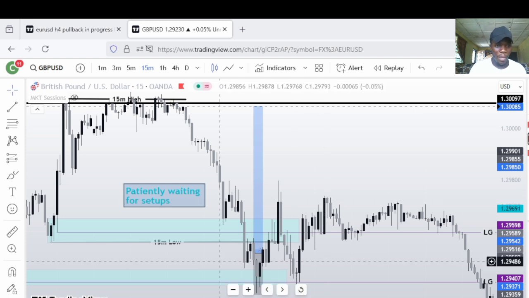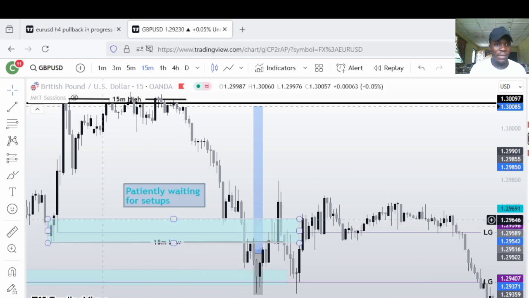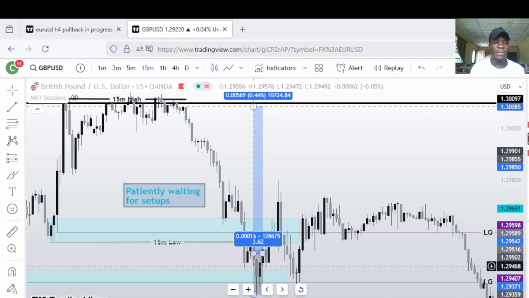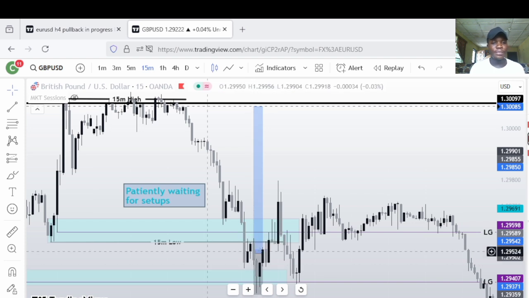This one was a 3.6 hour. This is the second trade I took last week. So you see, I had my first demand zone here, and mind you, all of those demand zones are always below 50% of the 4 hour value range.